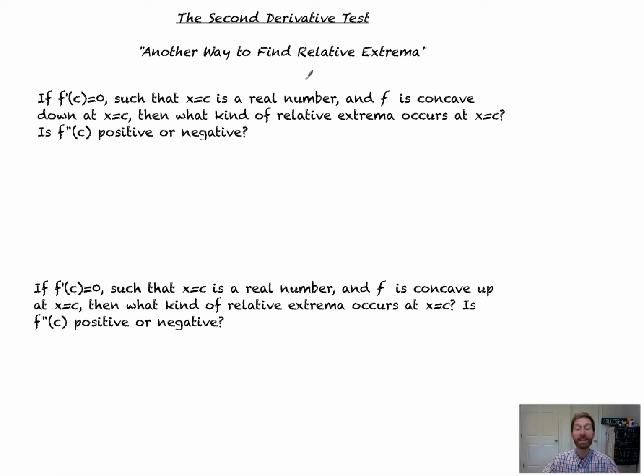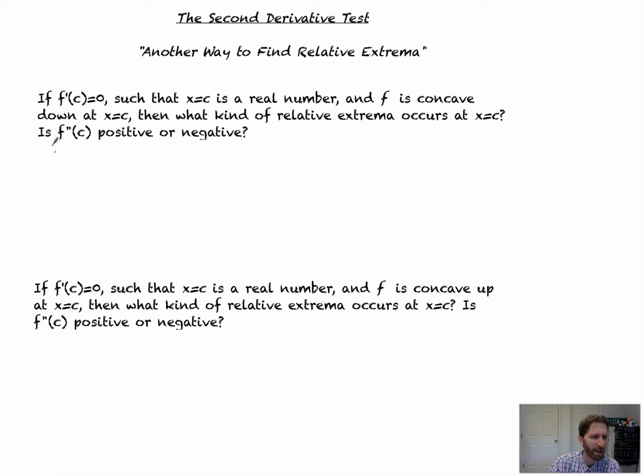That usually happens down the road when it's just hard to figure out where the first derivative test changes signs, right? So I want to be very clear on that. Okay, let's dive into it. If f prime of c equals 0, such that x equals c is some real number, and f is concave down at x equals c.